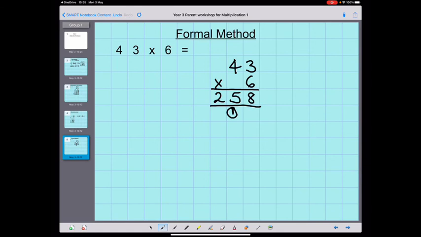But when we take a step back, those were the methods that we do need to work on. Okay, I hope that helps. It was a whistle-stop tour of multiplication and how we have progressed from grid method all the way through to formal method.